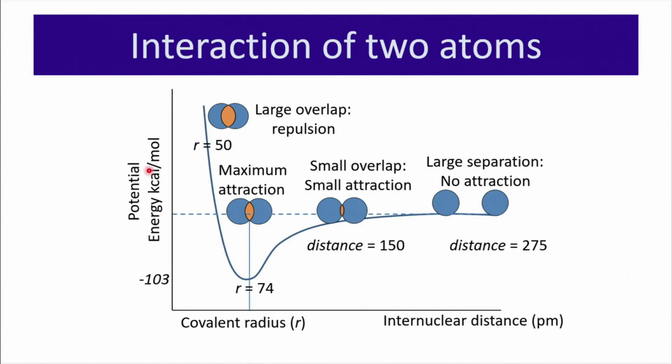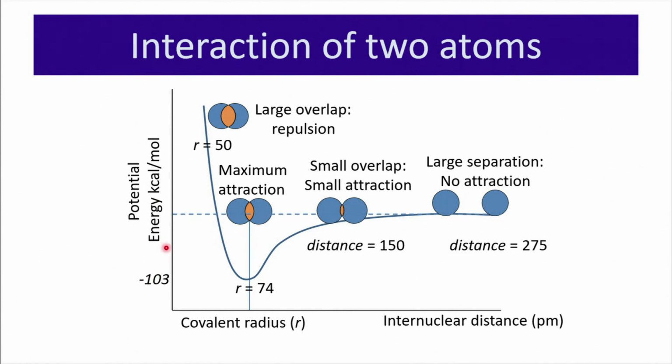Before we start looking at valence bond theory, we will just recap what we have studied earlier. When we talk about bond formation based on atomic interactions, we use the potential energy diagram as shown. This is the potential energy diagram for the hydrogen molecule.